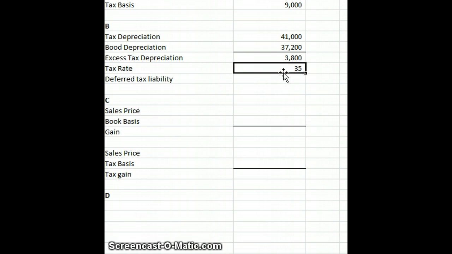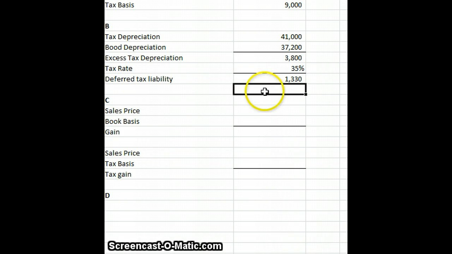Oops, 35, that was supposed to be percent. There we go. So my deferred tax liability is going to be that $3,800 excess deduction times my 35% rate, which gives me $1,330 of a deferred tax liability that I'll be carrying on my books. Okay, so let's look at Part C.